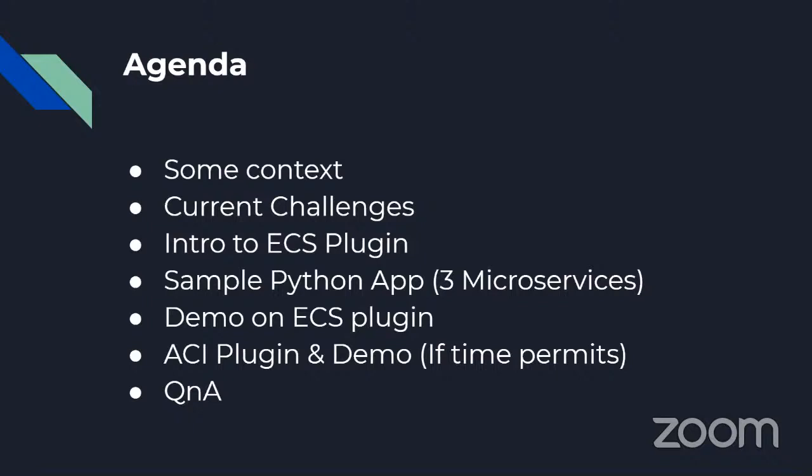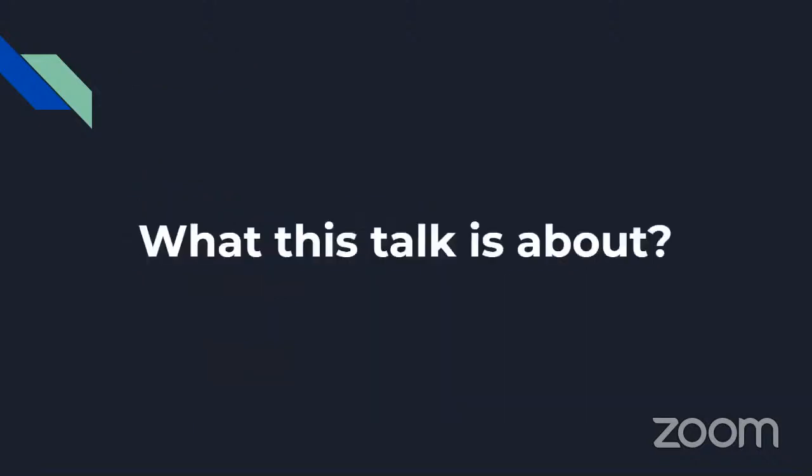Then I'll give a brief about what changes Docker and Amazon have come up with regarding the ECS plugin, and then we'll see a sample Python application including 3 microservices, and we'll try and deploy that whole microservices architecture into Amazon ECS. And if time permits, we will also take a look at the ACI plugin and a demo of that. The same Python application we will try and deploy on Azure ACI as well, and then we may take some questions.